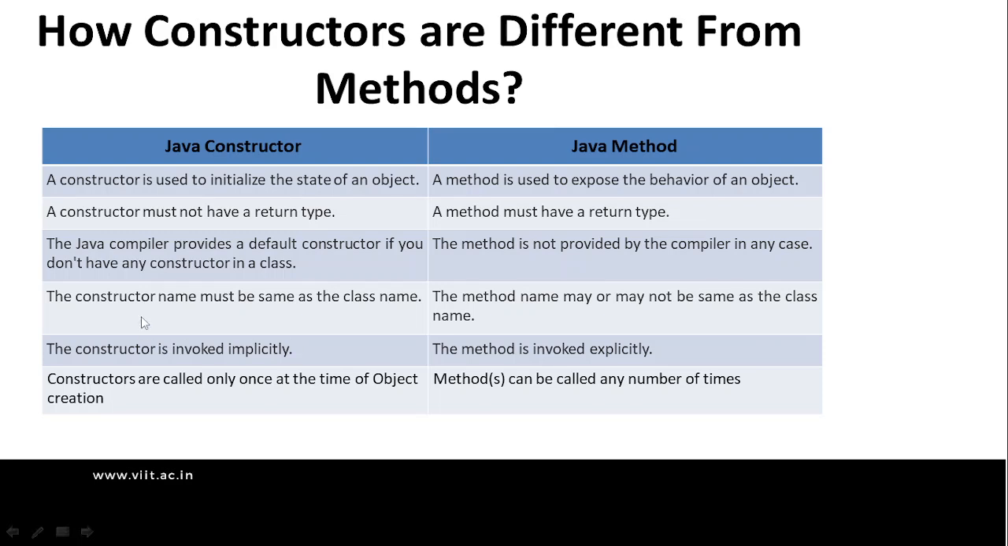The constructor name must be the same as the class name. The method name may or may not be the same as the class name. The constructor is invoked implicitly, but a method should be invoked explicitly. Constructors are called only once, at the time of object creation. Methods can be called any number of times; you can call regular methods any number of times.